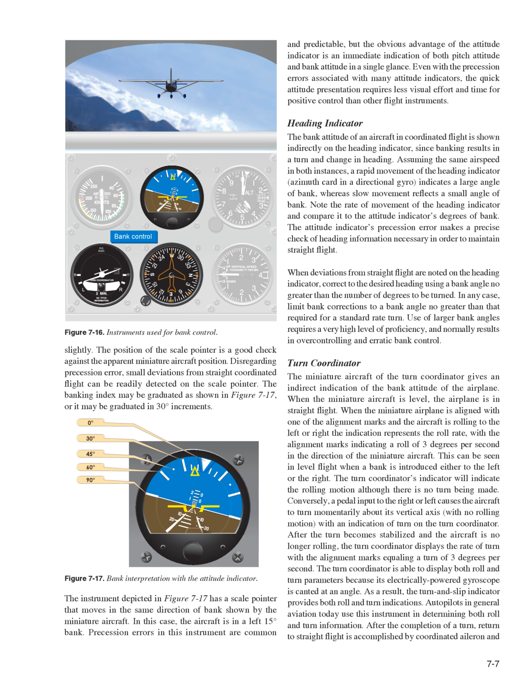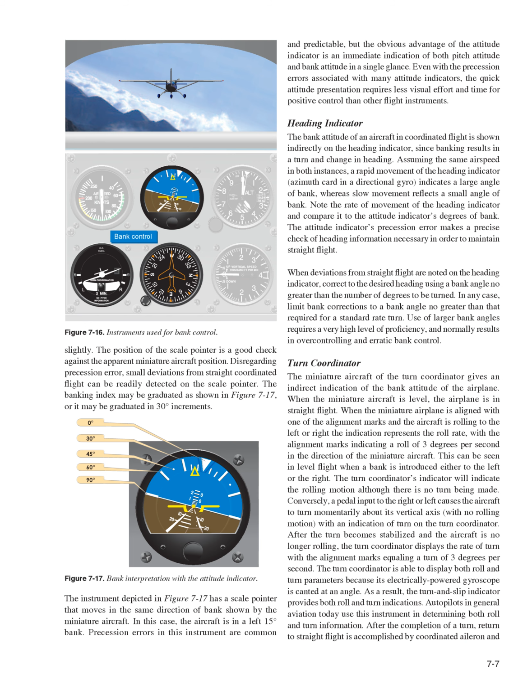The banking index may be graduated as shown in Figure 7.17, or it may be graduated in 30 degrees increments. The instrument depicted in Figure 7.17 has a scale pointer that moves in the same direction of bank shown by the miniature aircraft. In this case, the aircraft is in a left 15 degrees bank. Precession errors in this instrument are common and predictable, but the obvious advantage of the attitude indicator is an immediate indication of both pitch attitude and bank attitude in a single glance.